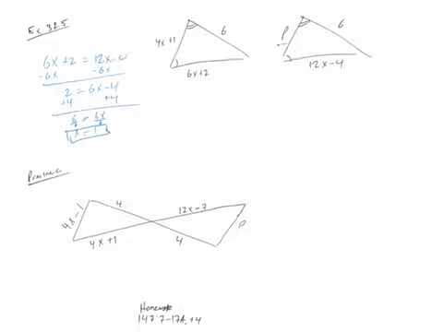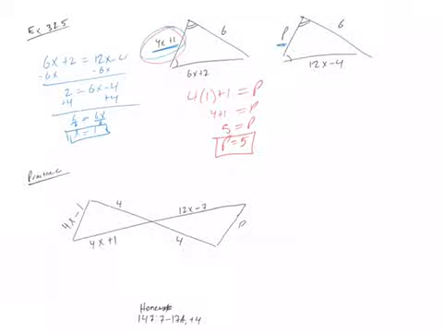Now I need to find out what p is. Well, I know what x is, so I can find out what that side is. So let's say 4 times x, which is 1, plus 1 more should equal p. Well, 4 times 1 is 4, plus 1, so it's going to be 5 is equal to p, or p is equal to 5. So those are my two answers. p is equal to 5, x is equal to 1.